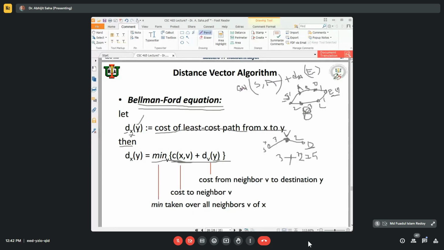This is going to be the formula for the first path, and for the second path it is going to be cost of, this is my S and this is my B, so cost of S to B, plus dv to E. Do you understand these two formulas based on this?